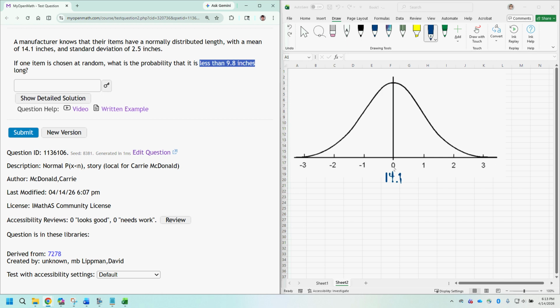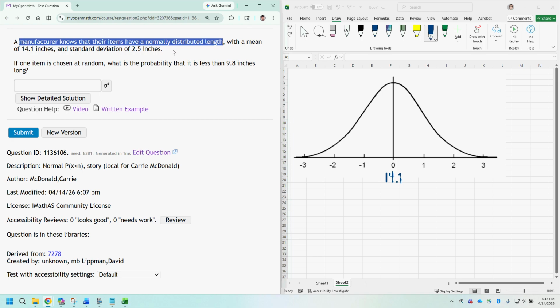Z-scores are a way of standardizing, which is why this is called the standard normal distribution. Z-scores are a way of standardizing values of different units so that we can understand them relatively. So for instance, here, the context is manufactured items, the lengths of manufactured items, and the lengths are in the unit of inches.